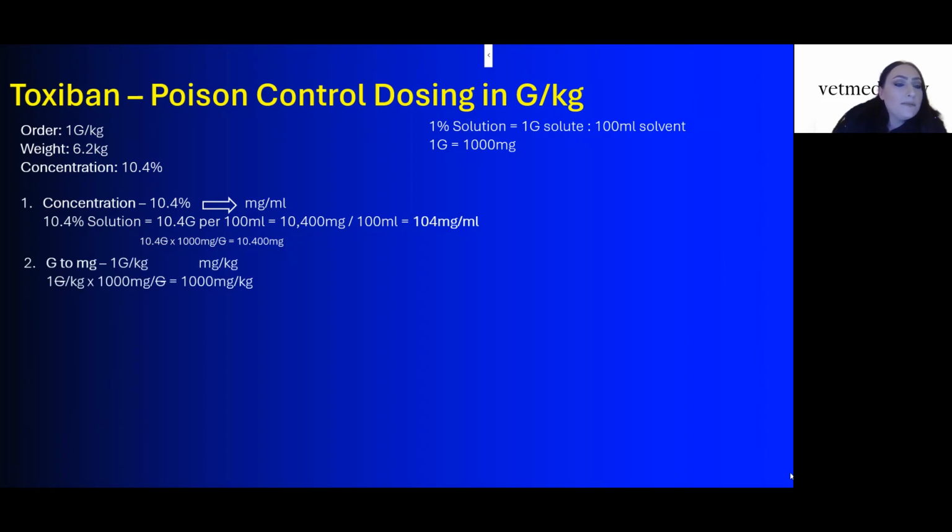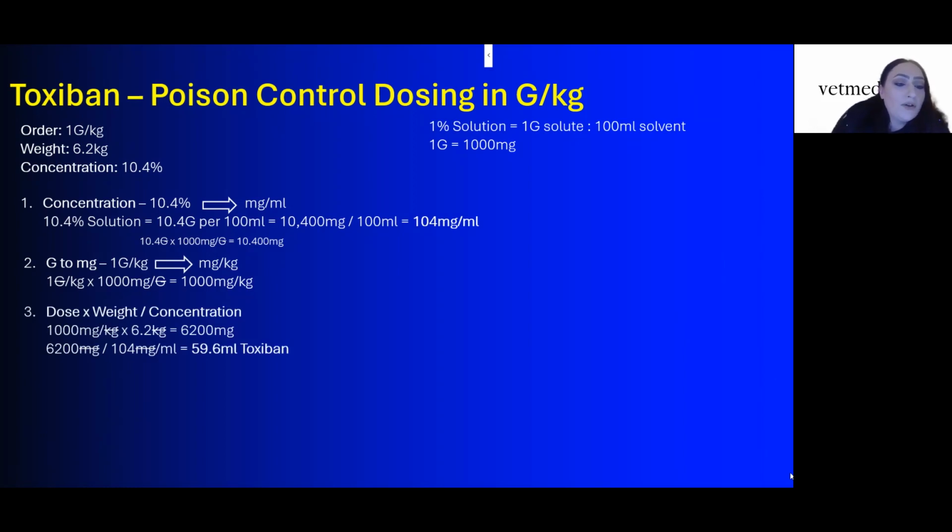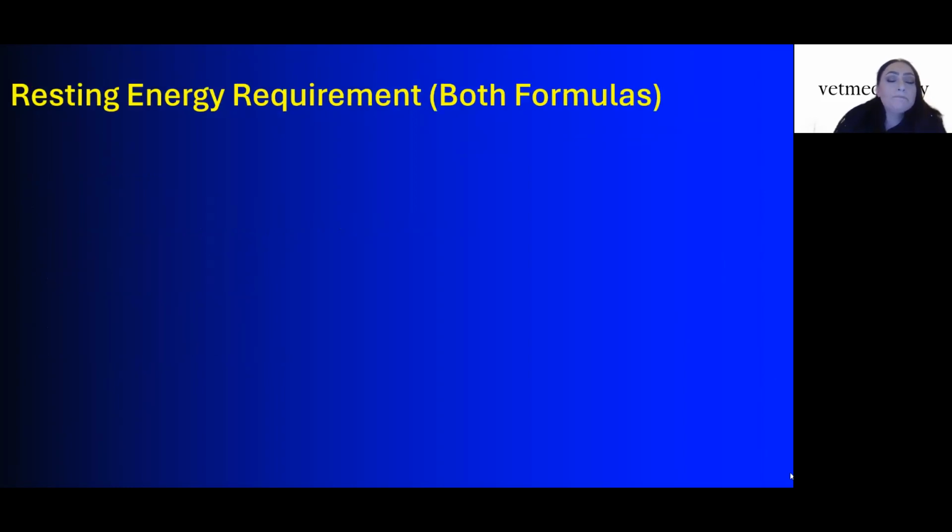So grams to milligrams, 1 gram per kg. We need to convert that to mgs per kg. So we go ahead and take 1 gram per kg times 1,000 milligrams per gram equals 1,000 mgs per kg. Dose times weight divided by concentration, 1,000 milligrams per kilogram times 6.2 kilograms equals 6,200 milligrams. 6,200 milligrams divided by 104 mgs per mil equals 59.6 mils toxaban.